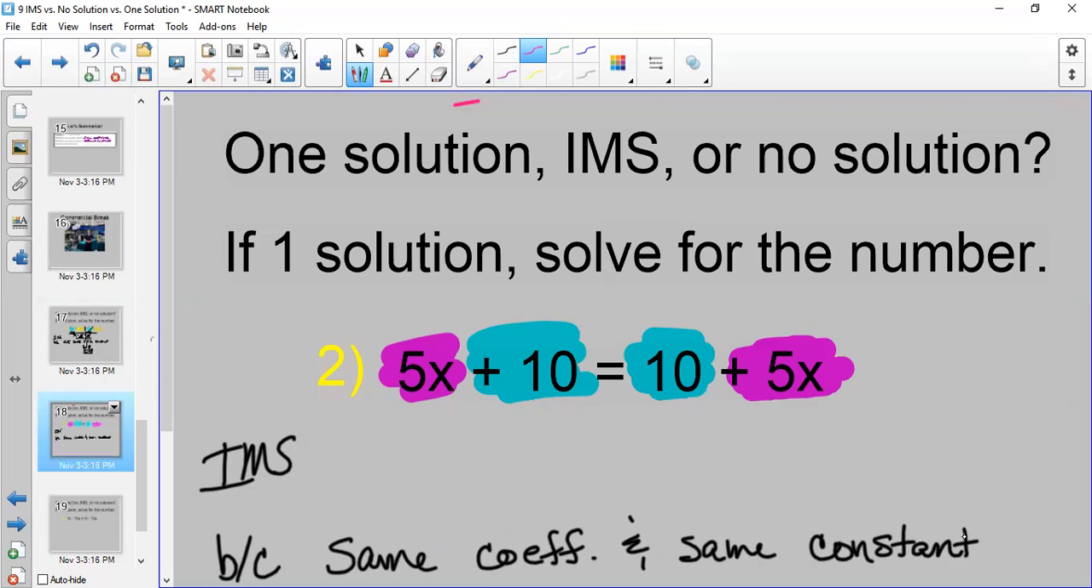Okay, and I don't have to solve this one because if I know it's IMS, I already know the solution. I know that whatever number I can think of, if I would plug it in, it would work. There are an infinite amount of answers that would work. Hence, our solution is IMS. So I don't need to solve it. I'm going to do one last one.